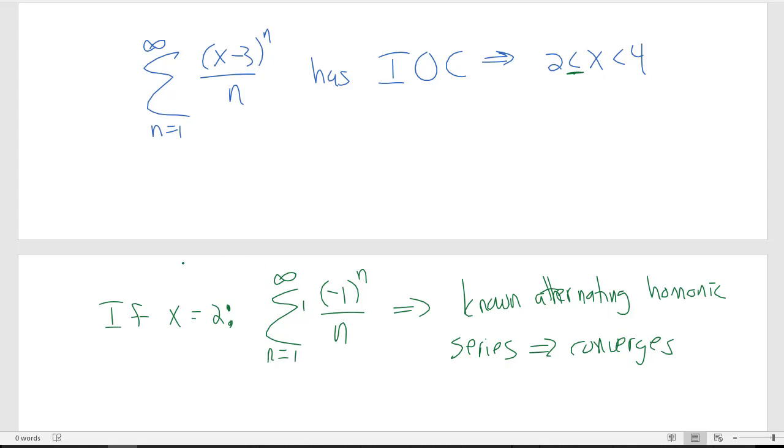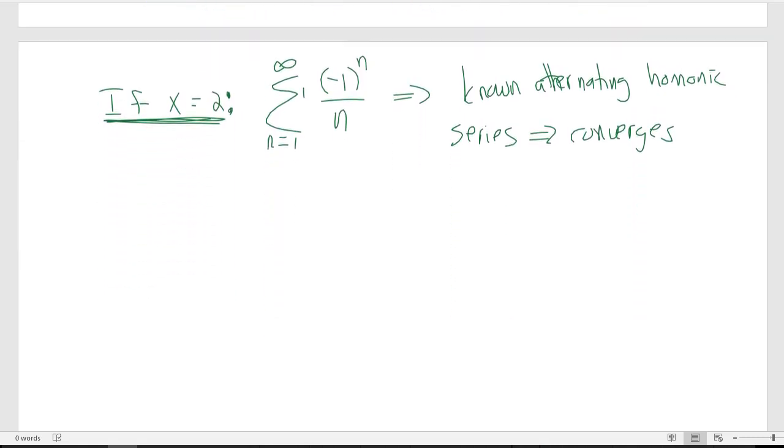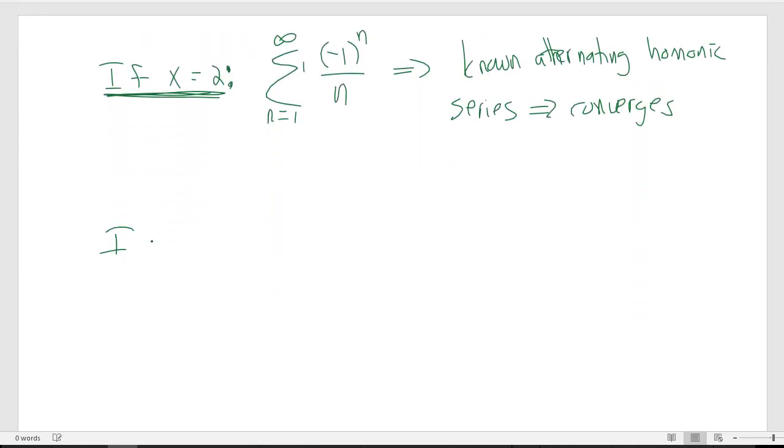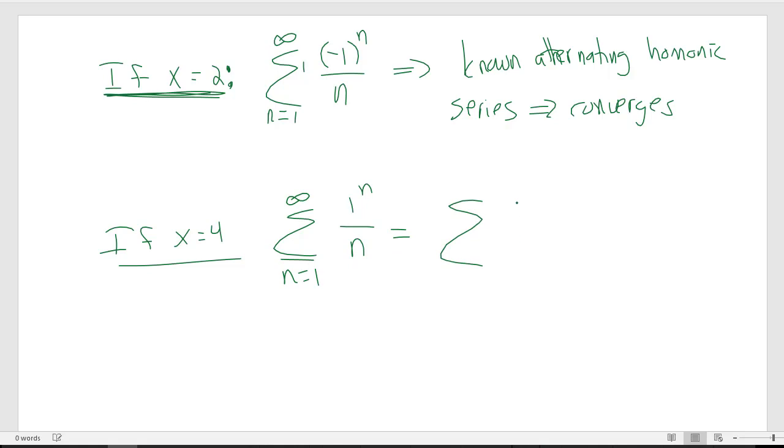So I'm going to mimic the same process I just did for x equaling 2. I'm going to take x equals 4 now, plug it in my series up here, get 4 minus 3, which is 1, to the n over n. So if x equals 4, what we end up with is 1 to the n over n. And keep in mind, 1 to any power is just 1. So I get 1 over n.